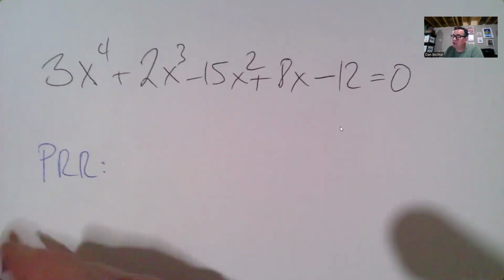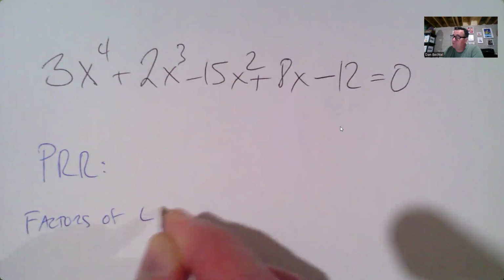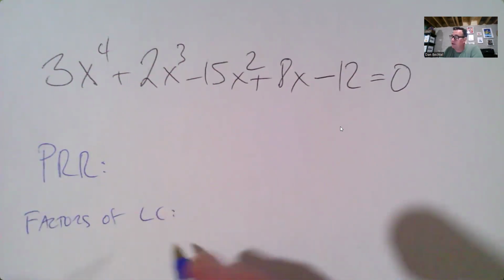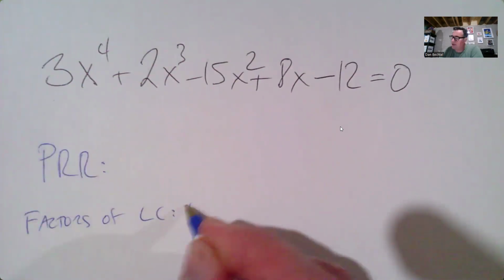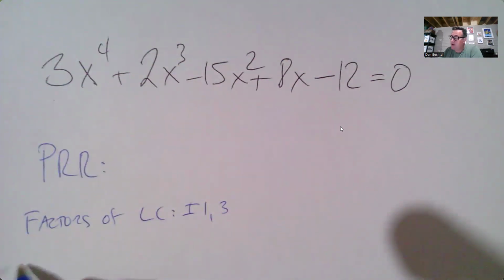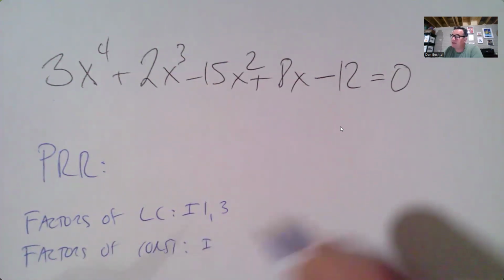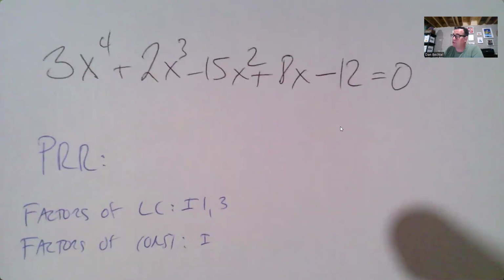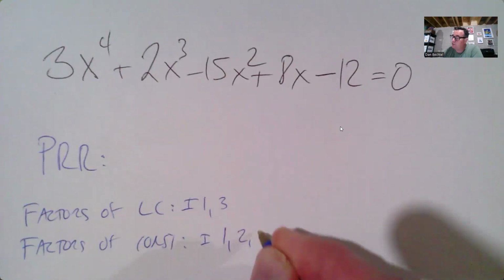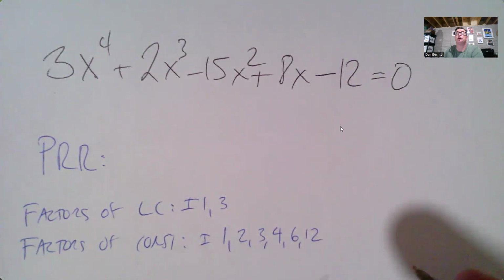First thing that you need to do is list your factors. The factors of the leading coefficient, because that's the first one I'm looking at here, well, it's 3. So we're going to have positive, negative 1 and 3. Then the factors of the constant, still positive, negative, and we're looking at 12. The numbers that go into 12 are 1, 2, 3, 4, 6, and 12. That's a lot of factors.